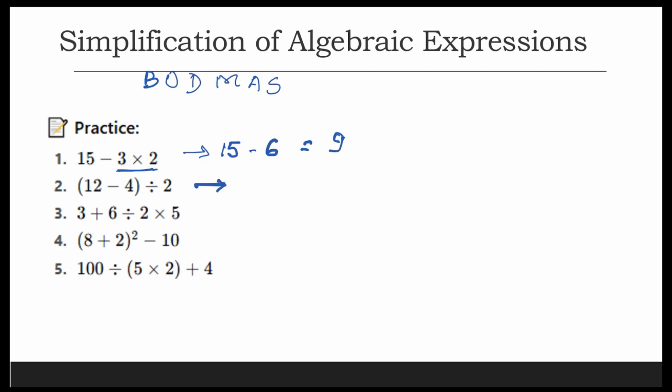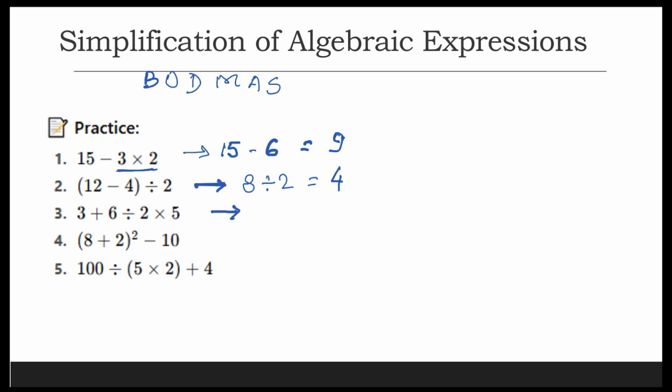Now let's come to this bracket. Yes, there is a bracket, 12 minus 4, so we'll solve that. 8 divided by 2. After bracket, there is no O order, there is a D division. So we will solve that. 8 divided by 2 is 4.